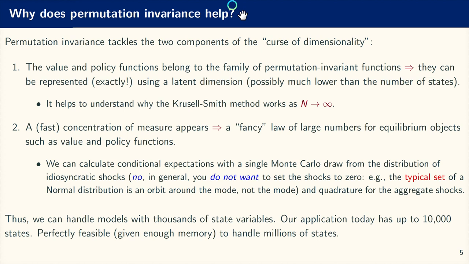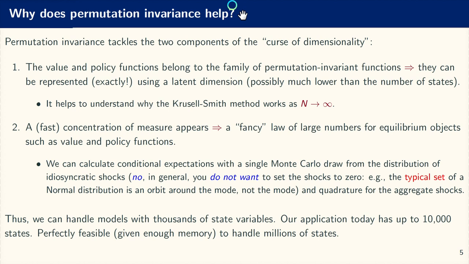And this will actually help us to understand why the Krusell-Smith method works as n goes to infinity. Because what the Krusell and Smith method does is really reduce the problem of keeping the whole distribution into the latent variable of the states of that distribution.